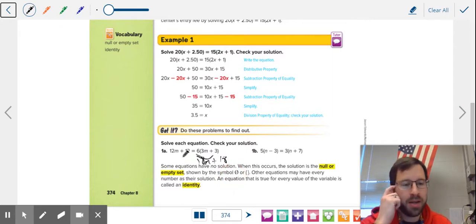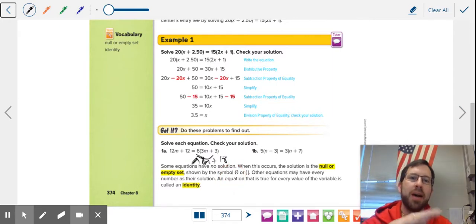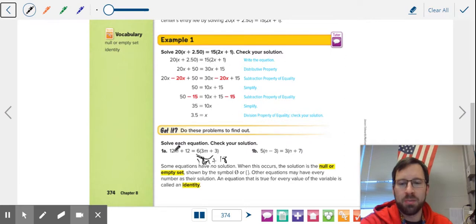Once we have that out of the way, you remember when you have variables on both sides, you have to get rid of the smaller one. So the smaller one is 12m. If you take away 12m from both sides, you get 6m on this side. So that leaves 12 on that side, 6m on this side.